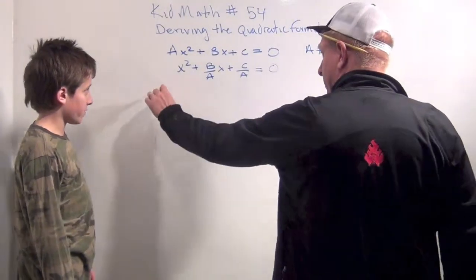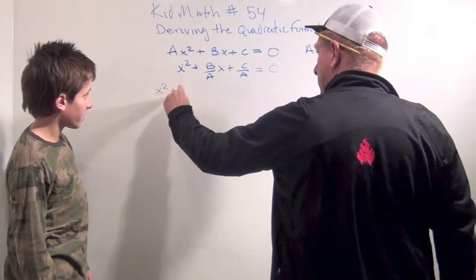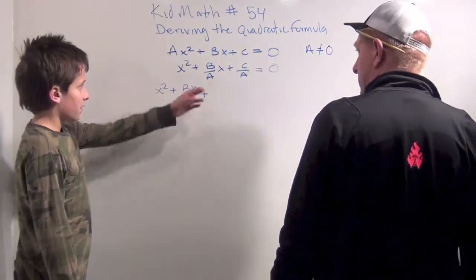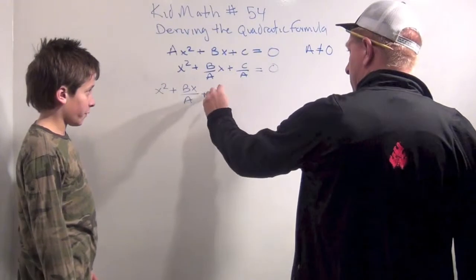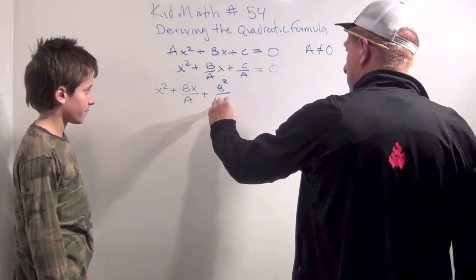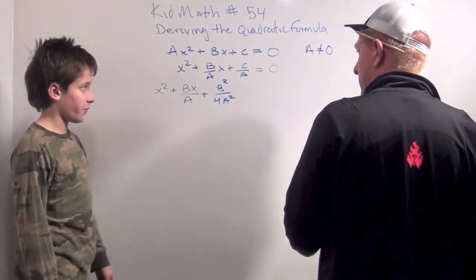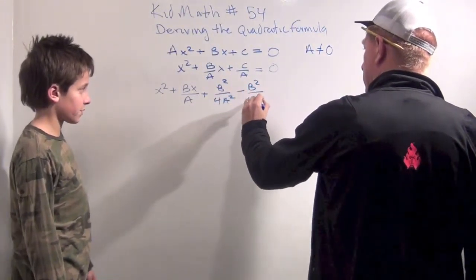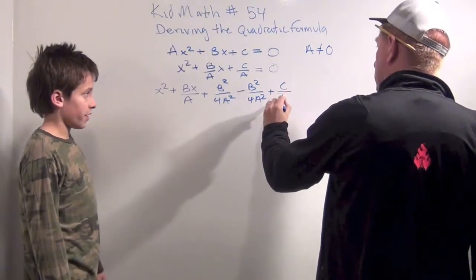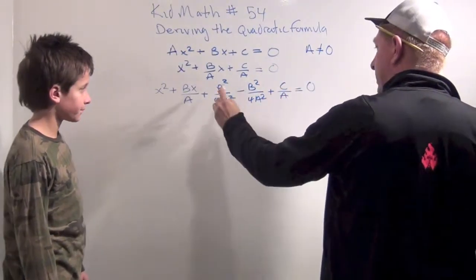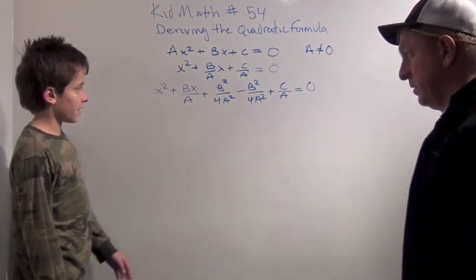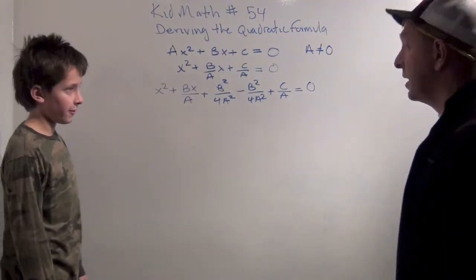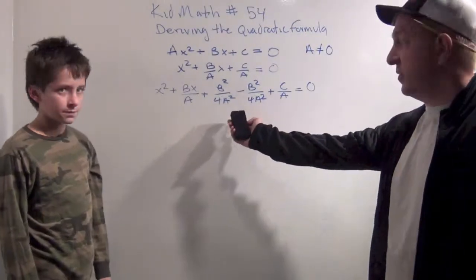So you get x squared plus bx over a plus b squared over 4a squared plus c over a. Actually, I have to do a minus b squared over 4a squared plus c over a equals 0. Okay, and why is this okay to do? Because you're adding a number and then subtracting, which is the same as adding 0. So really I just added a very clever form of 0.